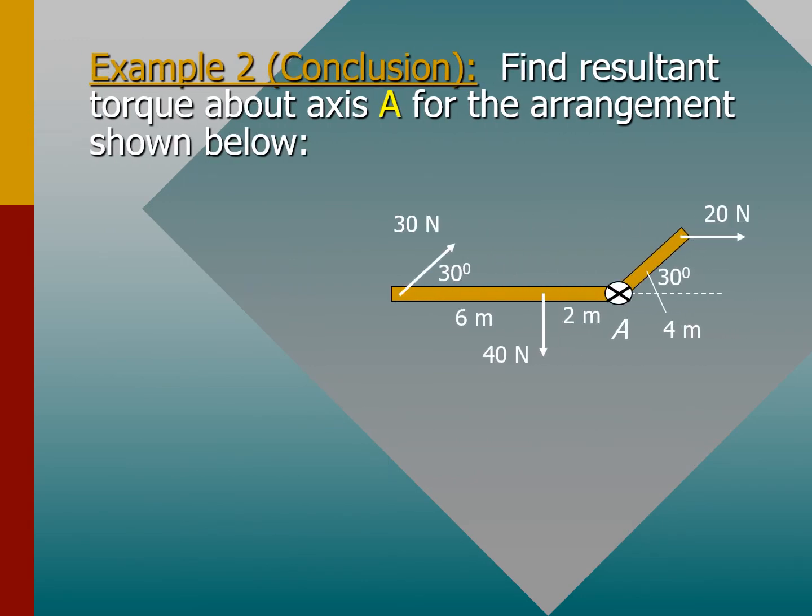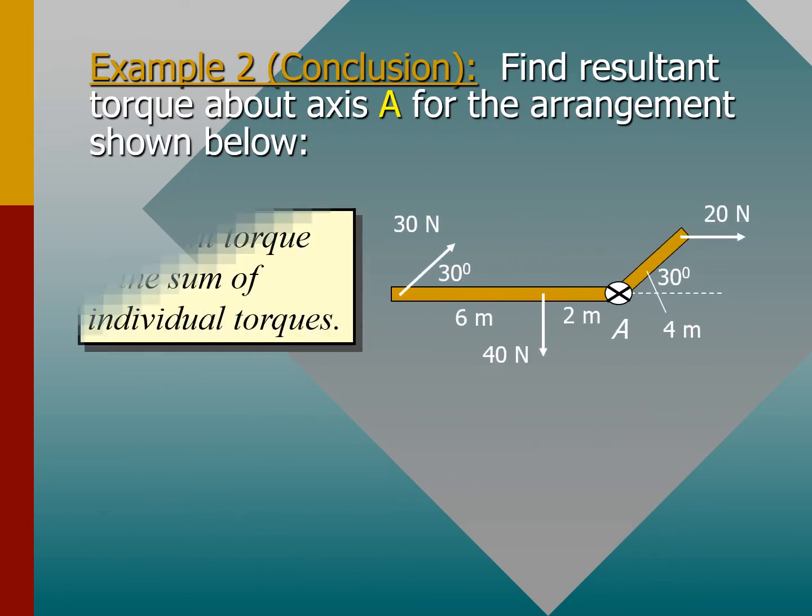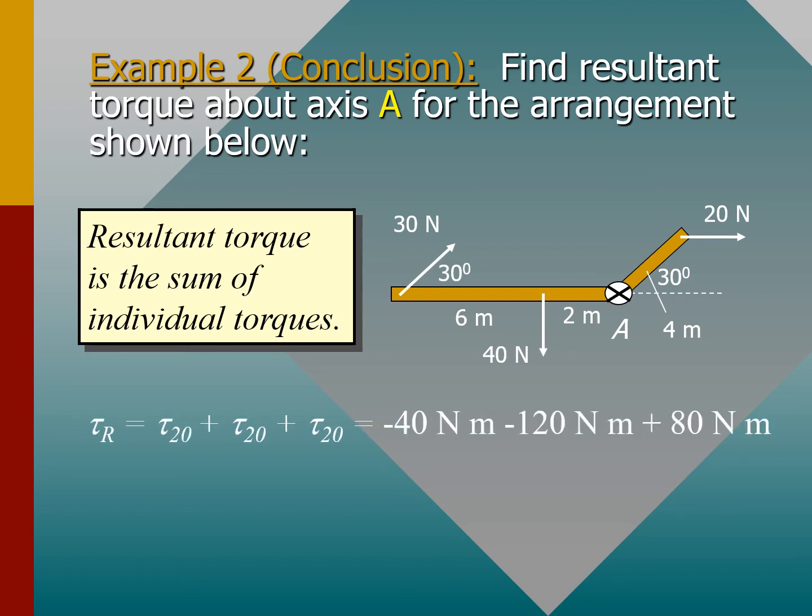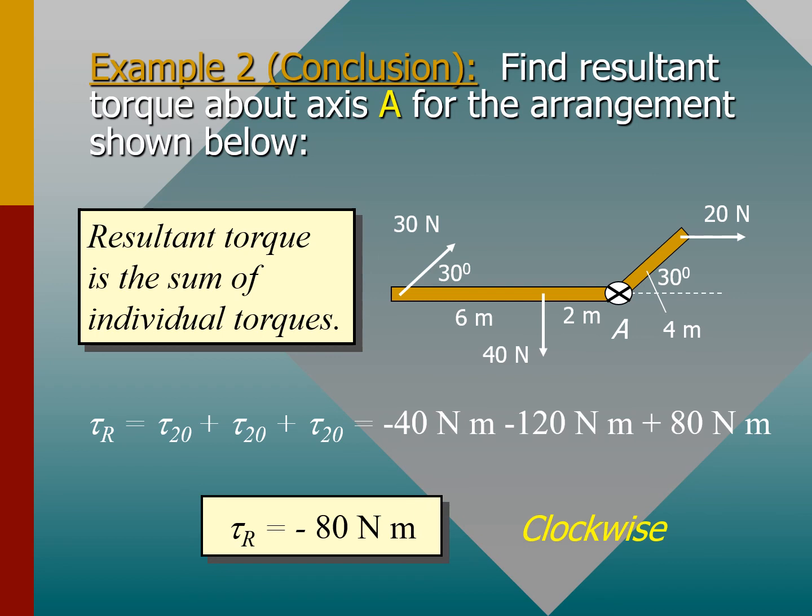So to find the resultant, we're going to just add them all together, which is negative 80, which is going to be clockwise, which is negative.